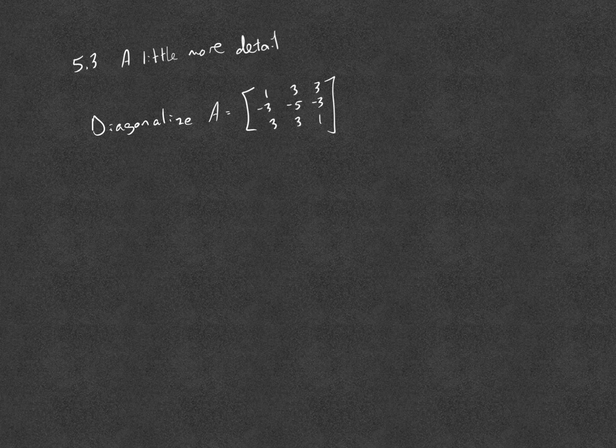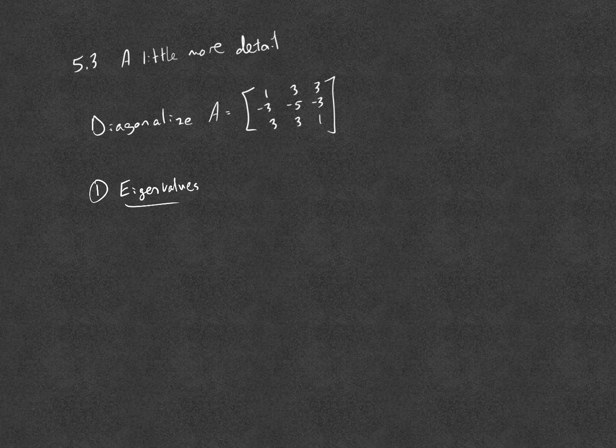Okay, so we have to diagonalize this matrix A, and as I said in the original video for section 5.3, we need to find the eigenvalues first. Eigenvalues. There we go. That's our first step.